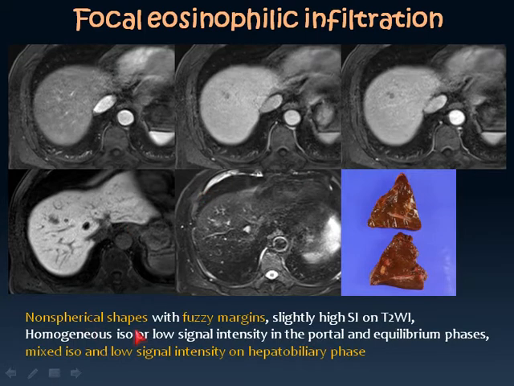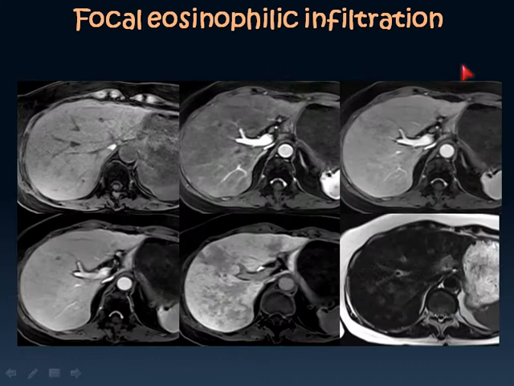The morphology characteristic of focal eosinophilic infiltration is a non-spherical shape with a fuzzy margin, and hepatobiliary phase images can be helpful for showing mixed iso and low signal intensity. This is another example of a focal eosinophilic infiltration. Sometimes eosinophilic infiltration resembles the infiltrative tumor of the liver.